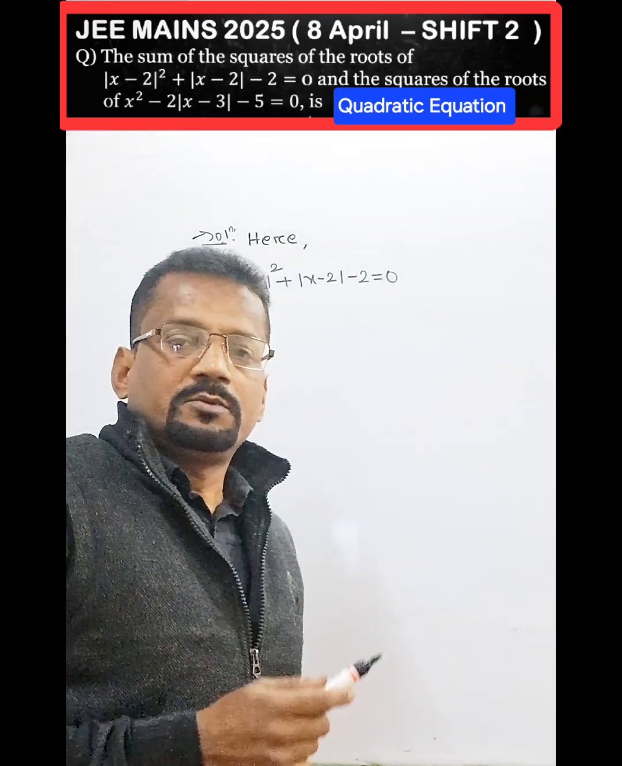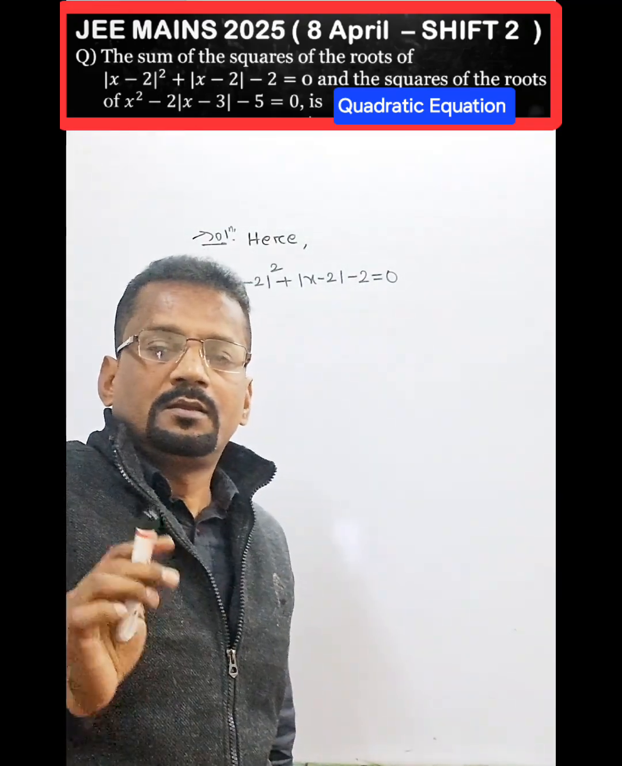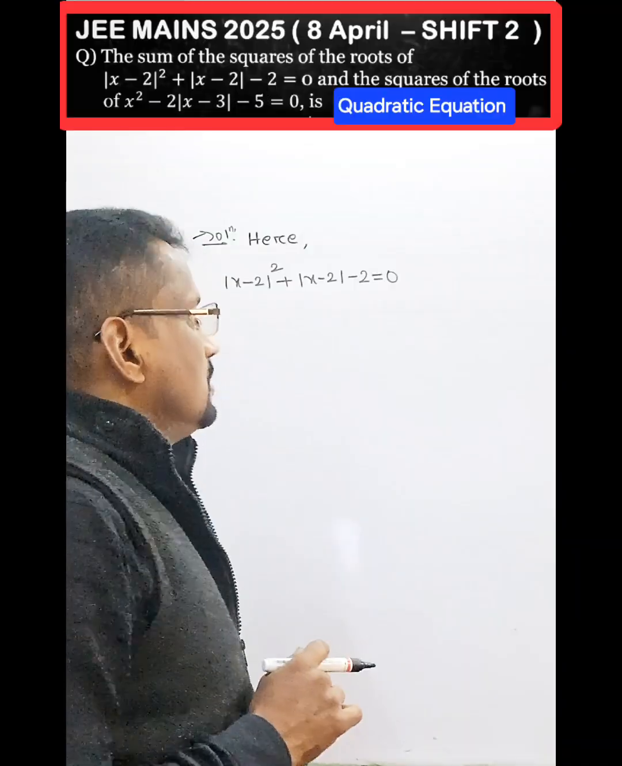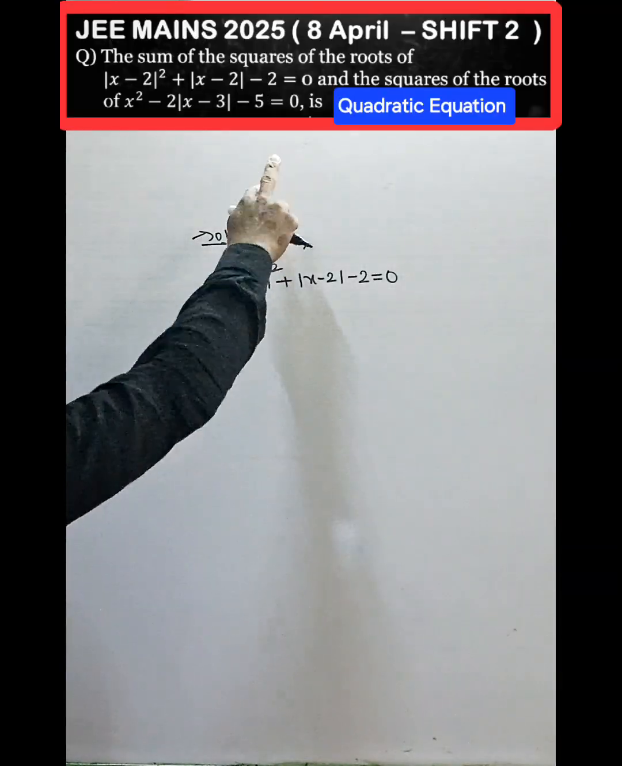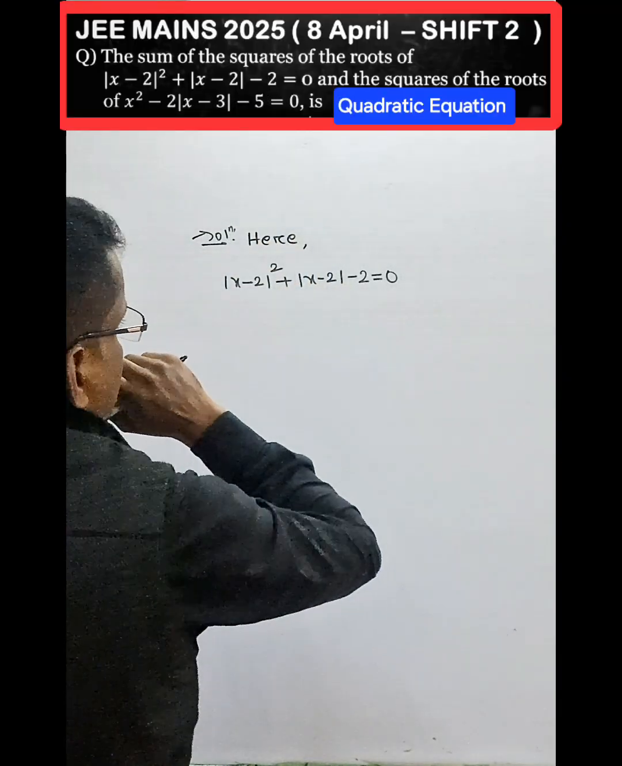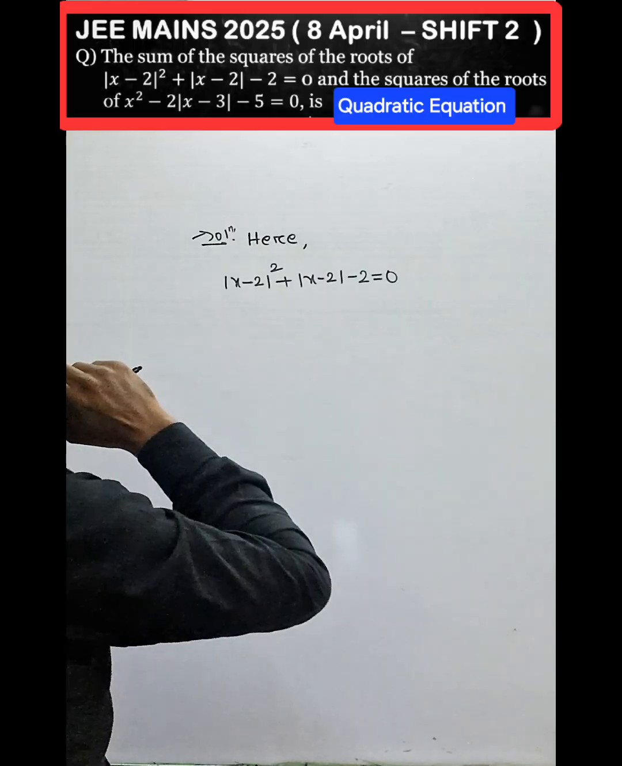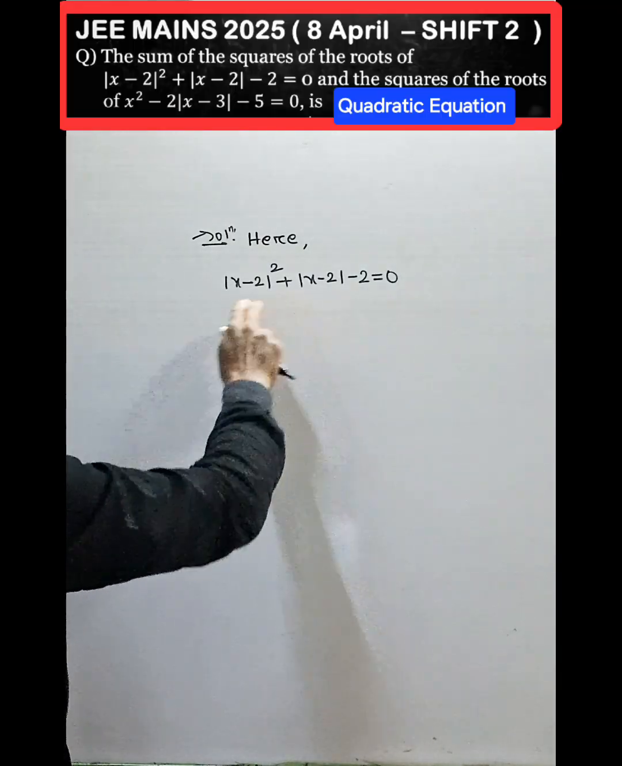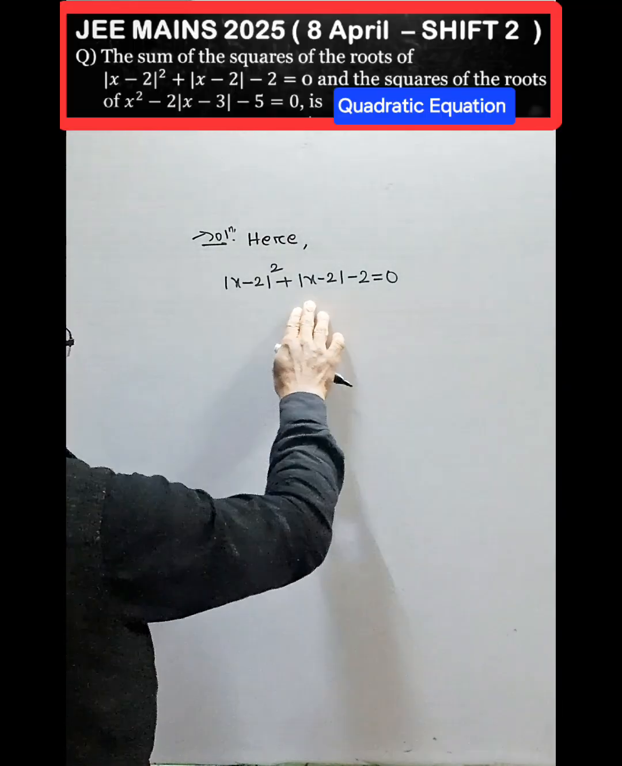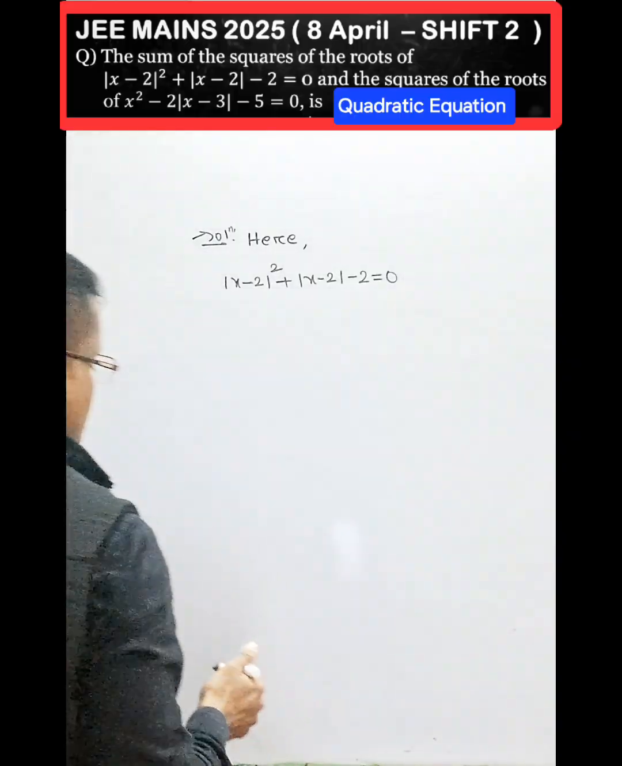It's a question from 2025 from the topic quadratic equation. So let us see this question. Two equations are given and it is asked the sum of the squares of roots. So at first let us take the first equation and try to find out the roots of the equation.